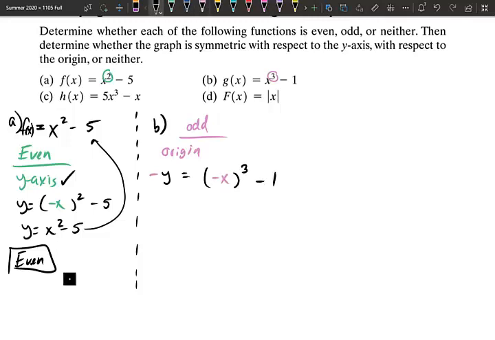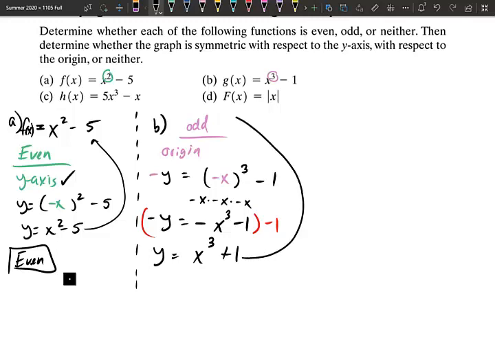So negative x cubed, remember that's negative x times negative x times negative x. So we have negative y equals negative, negative, negative stays negative, x times x times x, x cubed, minus 1. We're not allowed to have negative y, so we multiply it. And we have y equals x cubed plus 1. You see how that didn't work? It did not work to the original equation. It didn't work. So see, it's a trick on where to start.